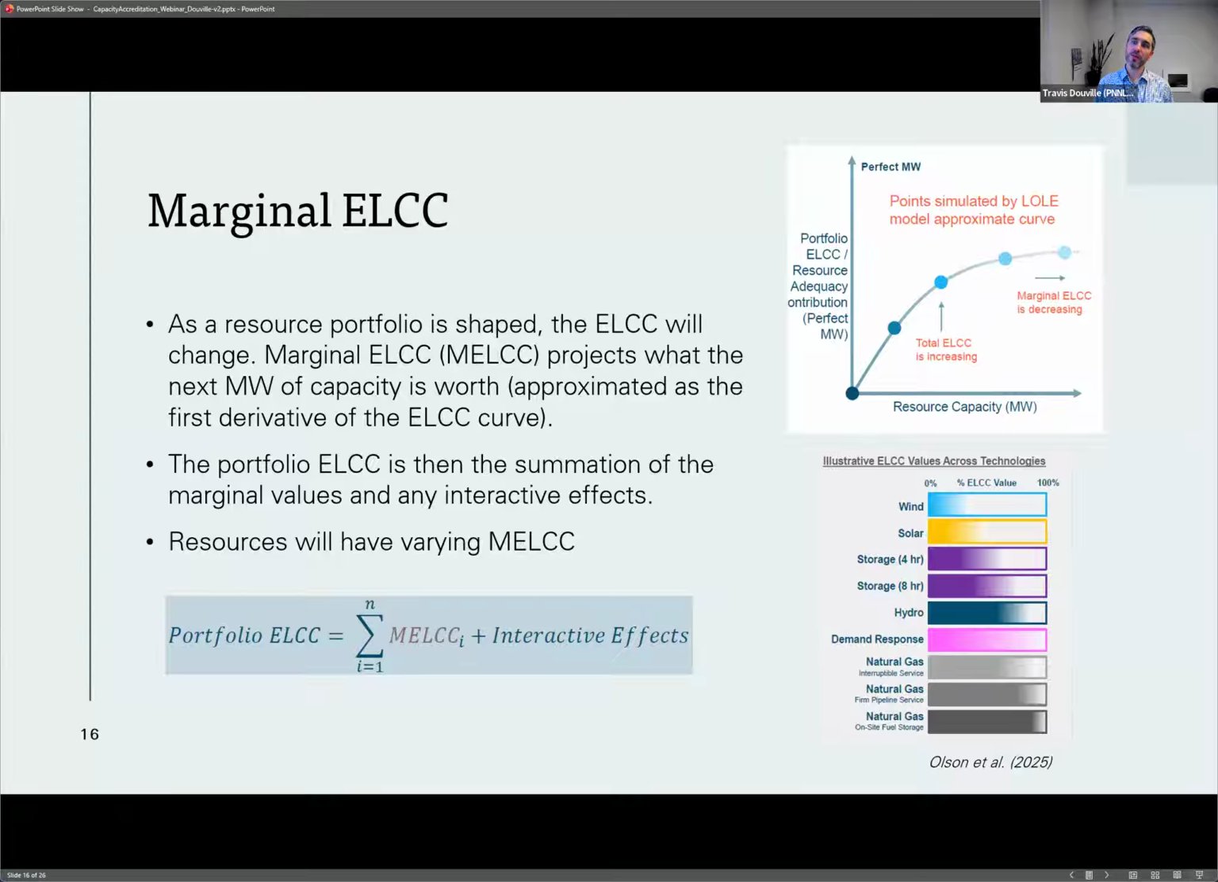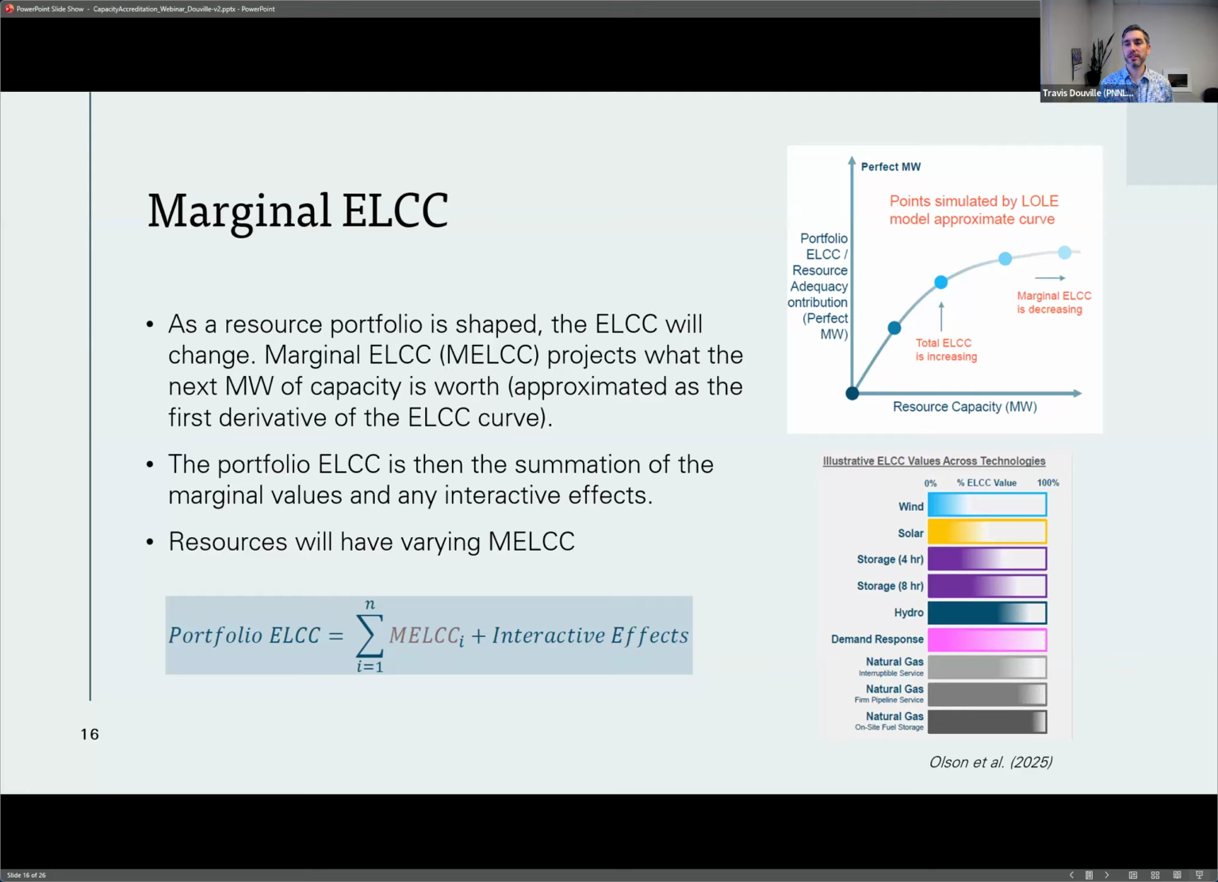If you consider how this curve changes as more capacity is offered to the system, you can imagine how saturation might resemble the plot at the upper right. Marginal ELCC tells the planner how many megawatts of perfect capacity that a resource is worth.